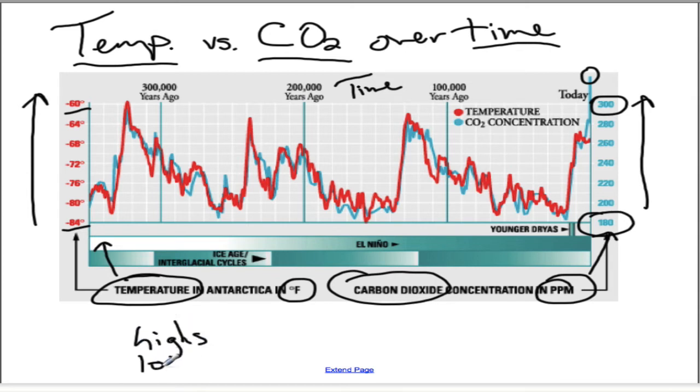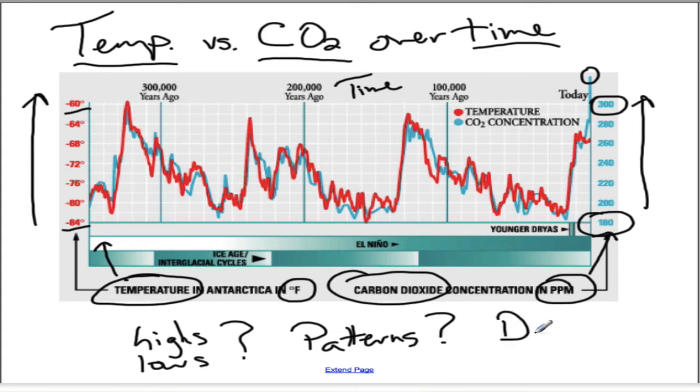Highs, lows. Where are they? Do we see any patterns? That's another important one. Are there any patterns? Is there any data that doesn't match? Okay, all important questions. All things you can actually go and look for.